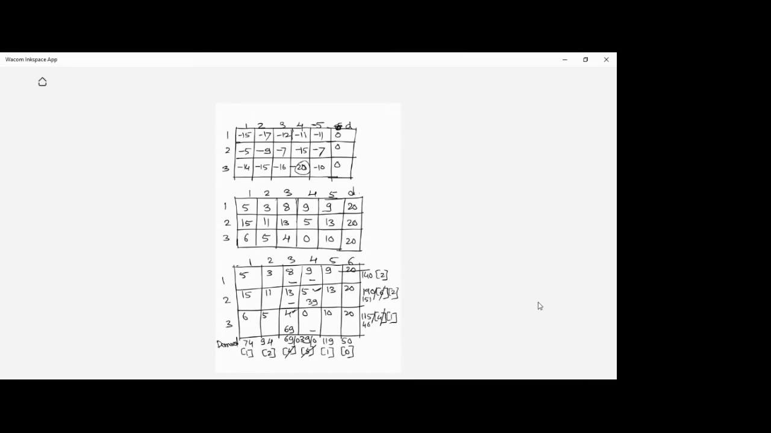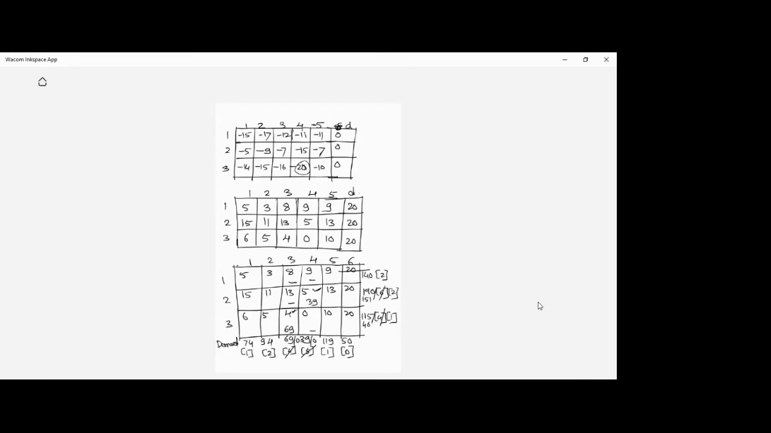Right. These two columns got exhausted. Nextly, for column 5, it's 10 minus 9, which is 1, and 20 minus 20 is 0. For the rows, now we can recalculate the penalty. It is 5 minus 3 remaining the same, that is 2. For row number 2, recalculating the penalty, we have 13 minus 11 as 2. And for row number 3, recalculating the penalty, we have 6 minus 5 as 1.